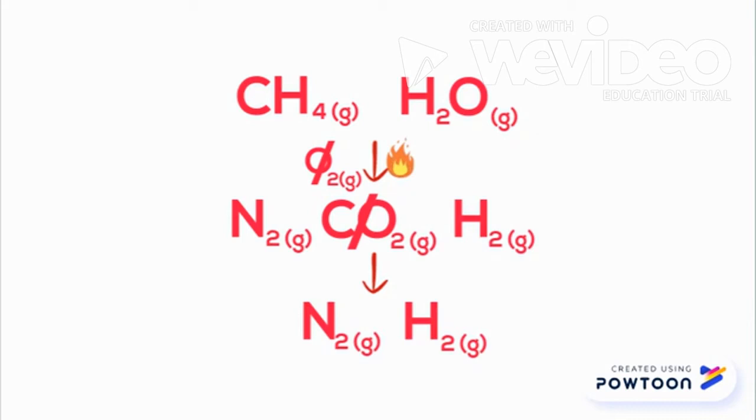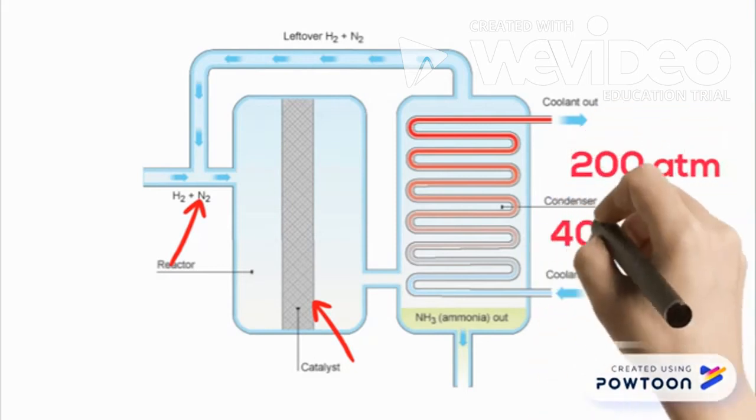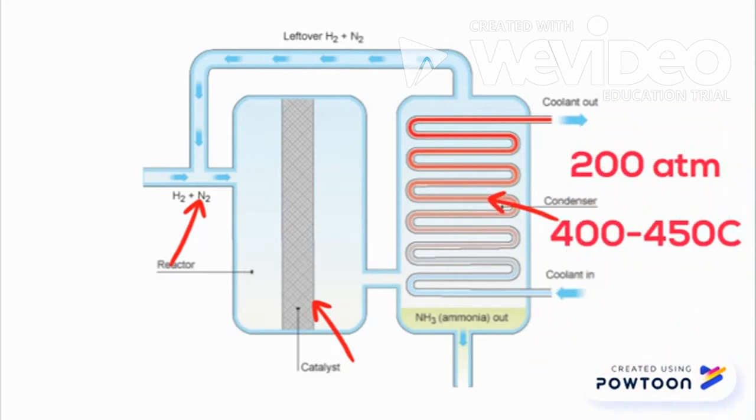These elements are then sent through a chamber that contains a catalyst for speed and efficiency, a pressure of 200 atmospheres, and a temperature between 400 and 450 degrees Celsius, producing ammonia. Any excess hydrogen and nitrogen gas are recycled back through to the catalyst chamber to be reacted. That produced ammonia is then stored in a refrigerated unit, turning it into liquid ammonia to be used later on.